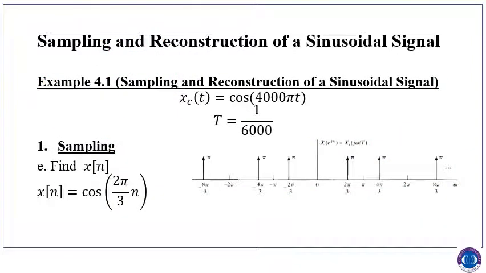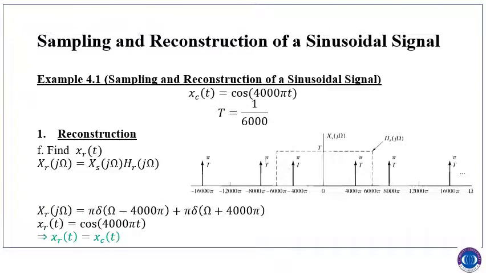So here is the final Fourier transform of x of n. We have the signal xc of t, we sample it with sampling time T, we find out x of n and its Fourier transform, which is this. Okay, so x of n is equal to cos 2 pi by 3n. So this is the discrete equivalent, this is continuous, and this is the Fourier transform of x of n.